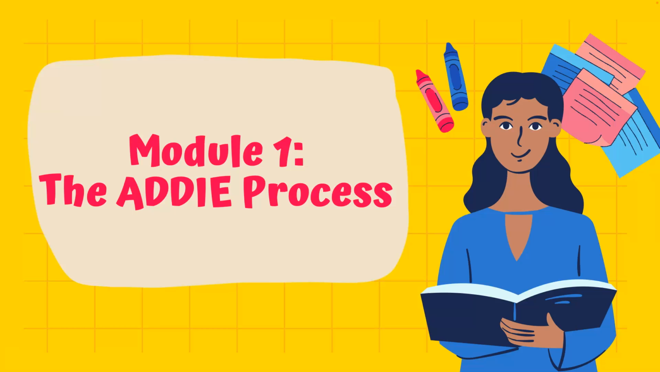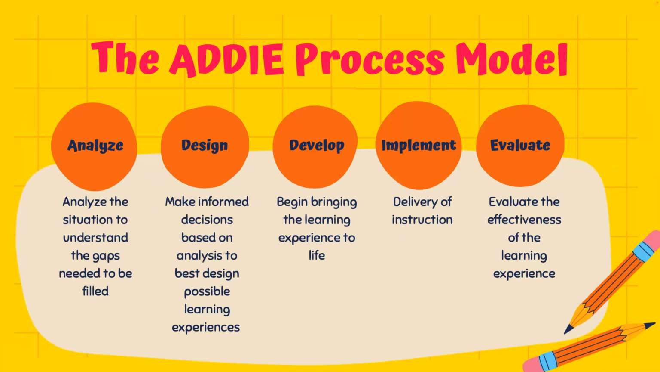For our first module, we will look at the ADDIE process model, which was one of the most popular instructional design models used in technology today. As I cover the 5 phases of the ADDIE model, I want to encourage you to think how each phase may illustrate one or more of the 7 characteristics just discussed. The 5 phases of the ADDIE model are analyze, design, develop, implement, and evaluate.